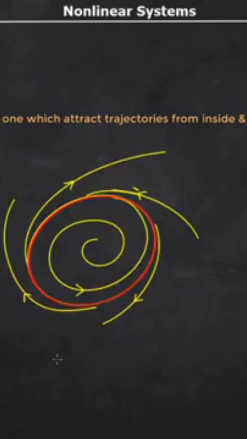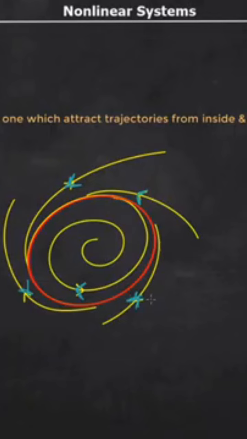Half stable limit cycles are ones which attract trajectories from inside and repel those on the outside, or vice versa. For instance, if you see this figure, you can see that all the trajectories from the outside are repelled by the limit cycle, while all the trajectories on the inside are attracted towards the limit cycle. The opposite case is also true. That is, the trajectories from the inside can be repelled by the limit cycle and the trajectories on the outside can be attracted by the limit cycle. In this case also, the limit cycle is called a half stable limit cycle.